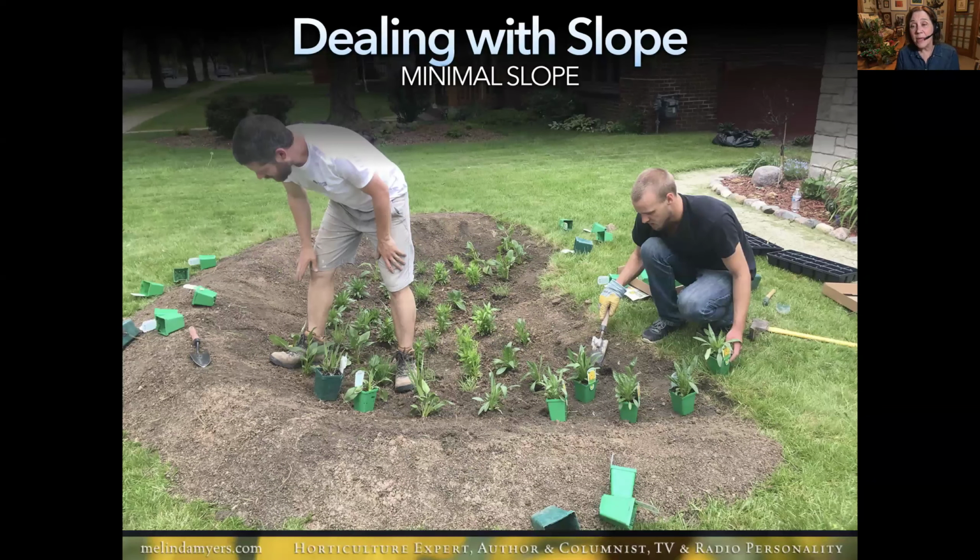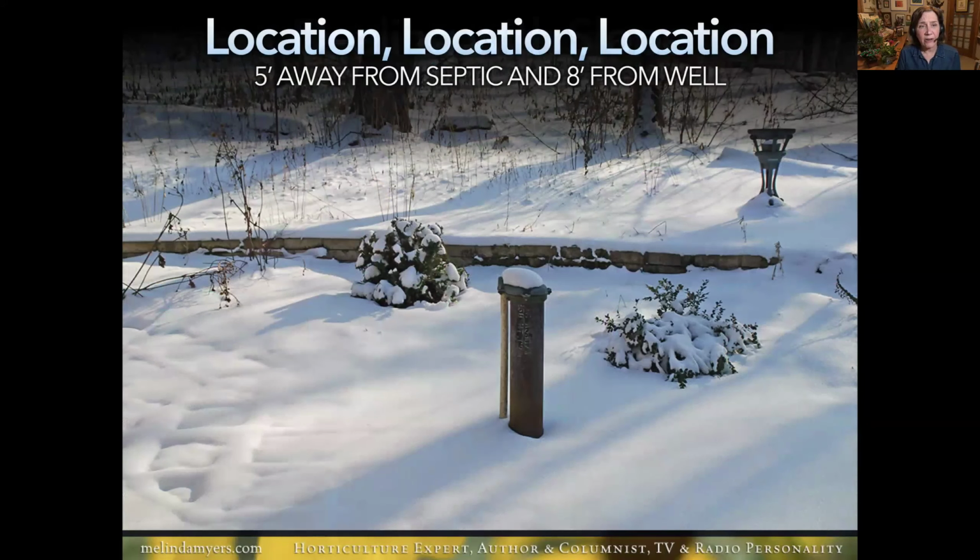But even in a minimal slope like you see here, you can see how deep they've had to dig that garden bed and the size of that berm. So the goal here again is to capture the water coming off the roof, the walk, and the grass, and then capturing it in that ponding area.